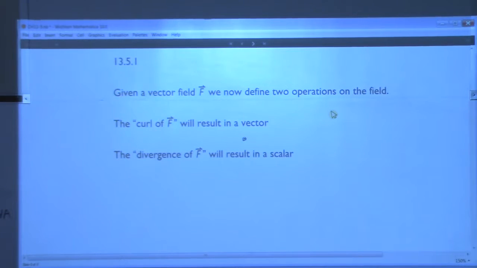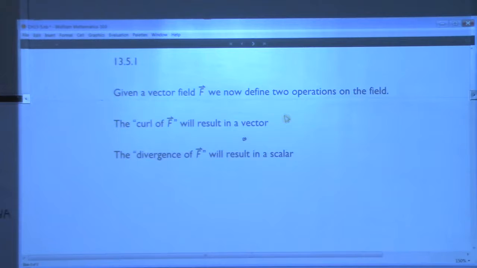So if you're given a vector field F, we now define two new operations. The curl of F is one of them. When you calculate the curl of a vector field, your answer will be a vector. Okay, so if someone gives you a vector field, you calculate its curl, your answer is a vector. The divergence of a vector field is going to result in a scalar, which is basically a number. All right?